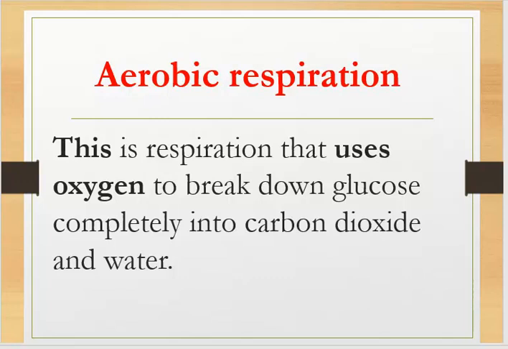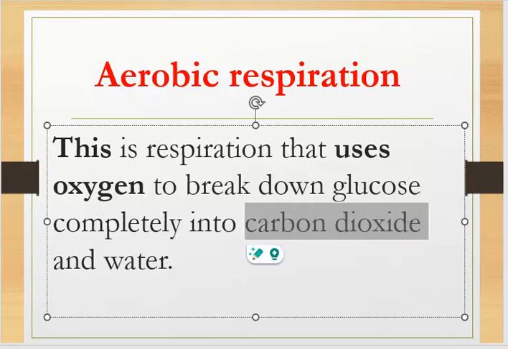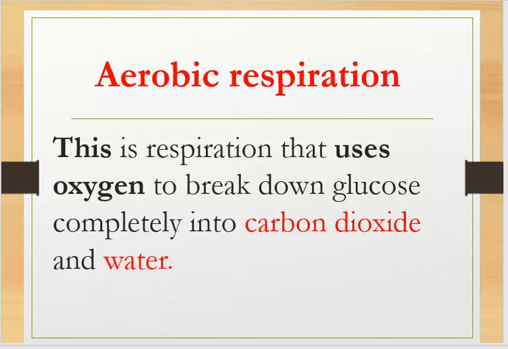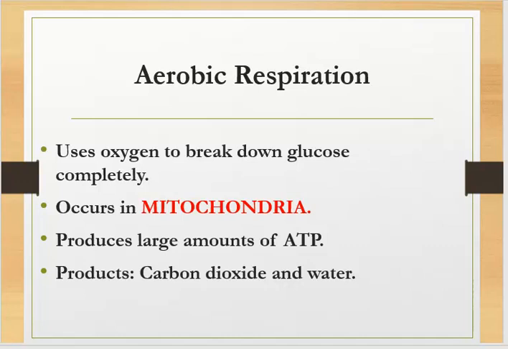Oxygen. That is, oxygen is required for the breaking down of glucose completely into what? Carbon dioxide and water. The glucose is broken down completely into these two. Then aerobic respiration uses oxygen to break down glucose completely, and it occurs in mitochondria.